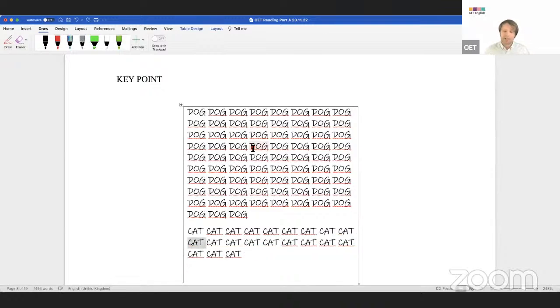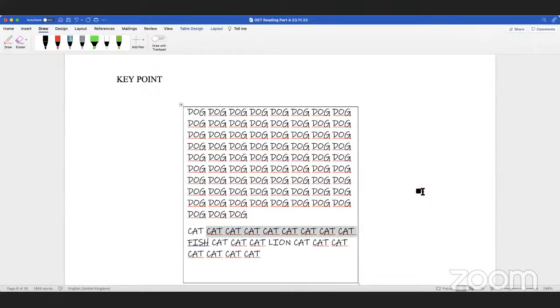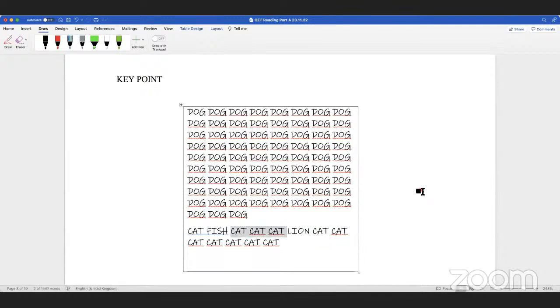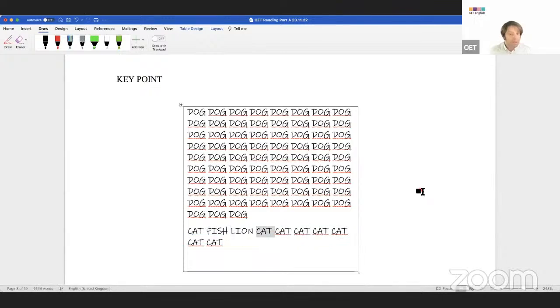Fish. So in this case, no problem. Dog, cat. That's my main idea, right? I can write it down. What if we have fish here, and we have lion here, and we have lots of different animals? What now? Can we say a thematic word? Maybe you can look at thematic.